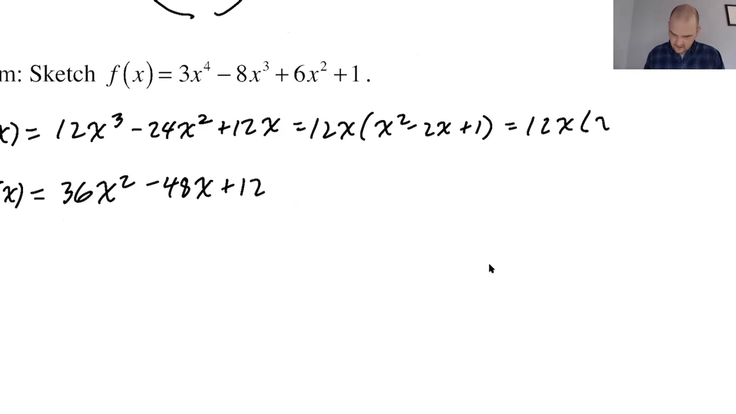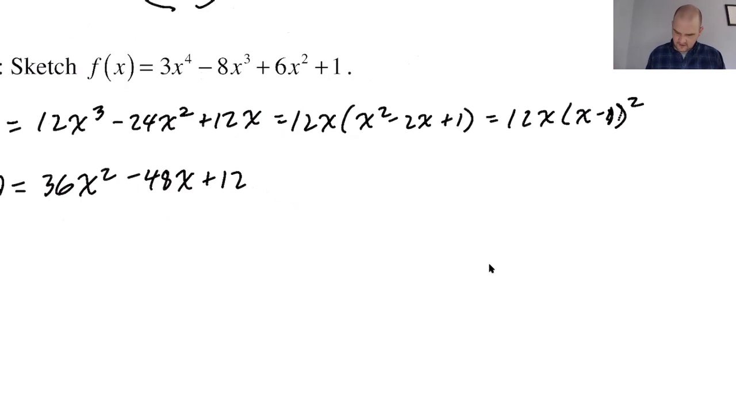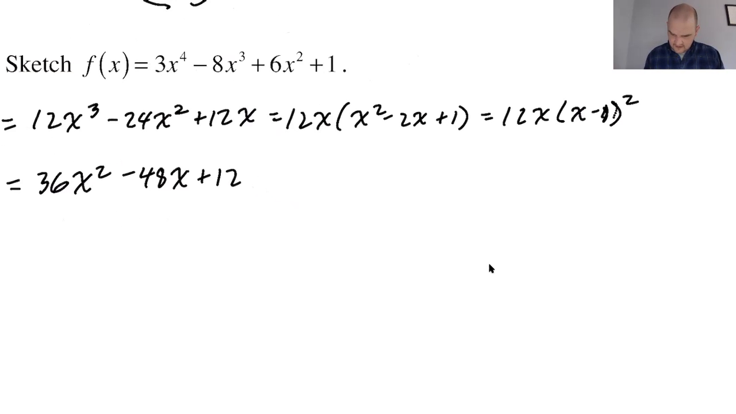12x, then x minus 1 squared. That looks gross. Should I erase all that? You know what I'm gonna do? I'm gonna cut it because it will never look good if I try to erase. Cut that, x minus 1 squared.